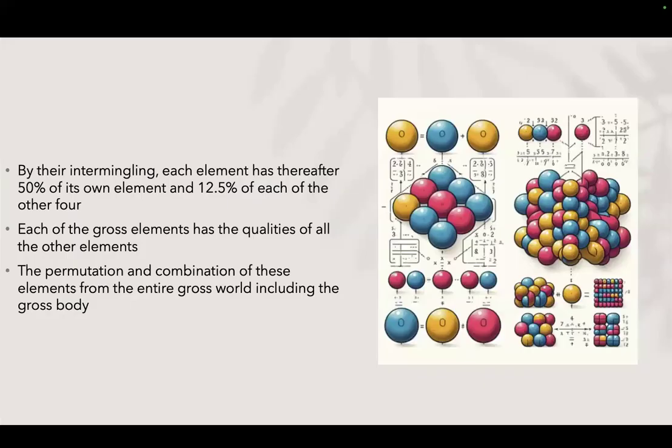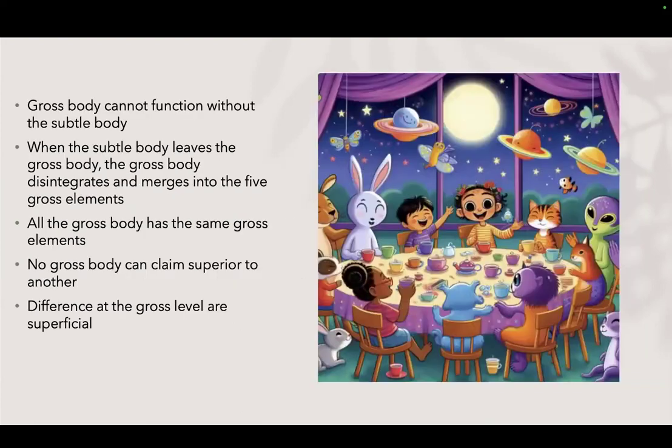Again, for us to understand, I have given it in percentage, 50%. I hope you all are clear with it. I don't need to explain it again. So the permutation and combination of these elements from the entire gross world is nothing but the gross body. It is only of these combinations together, according to our prarabdha karma, that we get the birth. And this gross body cannot function without the subtle body. And when the subtle body leaves the body, what happens? The gross body disintegrates.